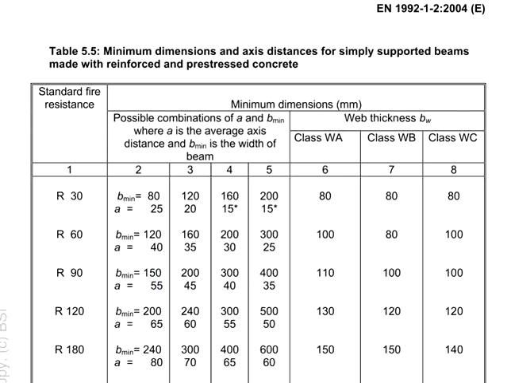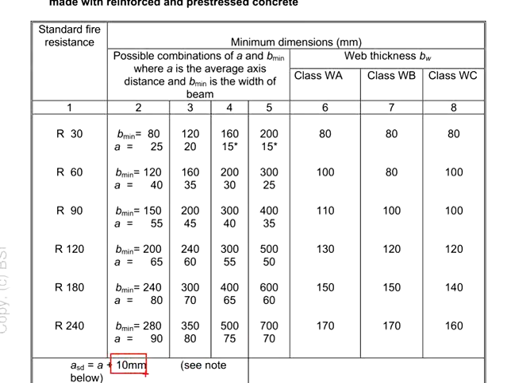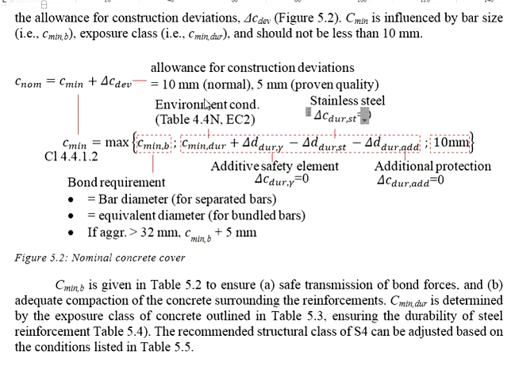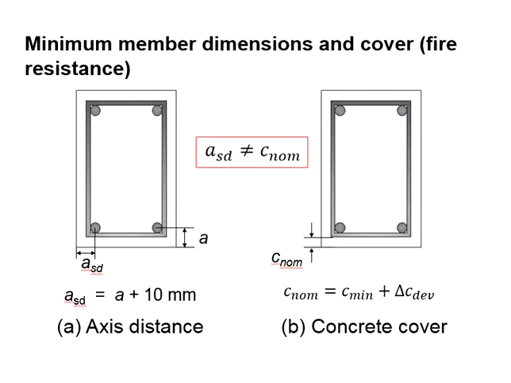55 mm axis distance plus 10 mm, that gives you 65 mm. That means now your axis distance from the side to the centroid of reinforcement would be 65 mm, minus half of the bar diameter, minus the size of the link. That will be your concrete cover. Compare the concrete cover against the nominal cover that you have calculated using the formula. Whichever gives you the thicker cover, you should use that.